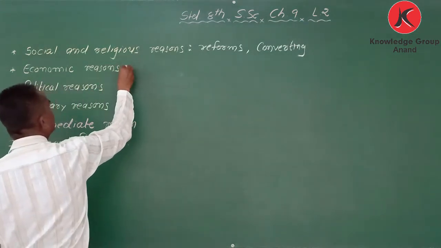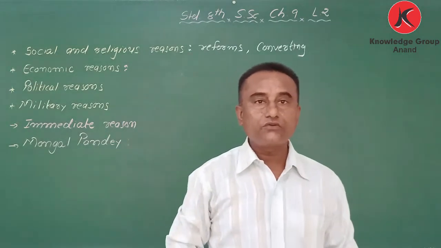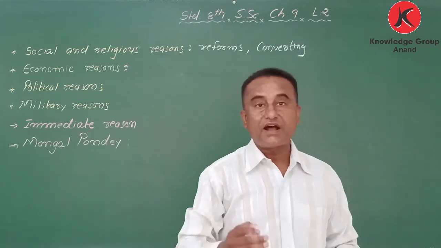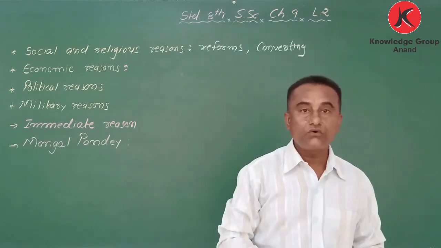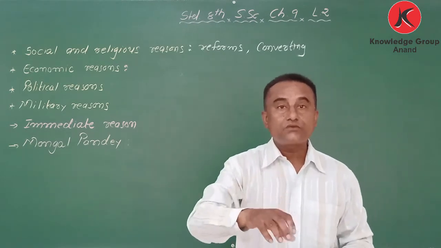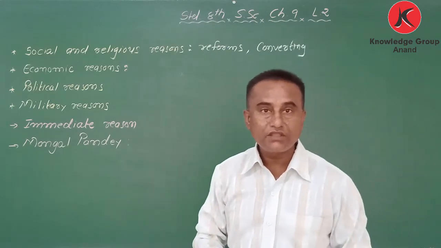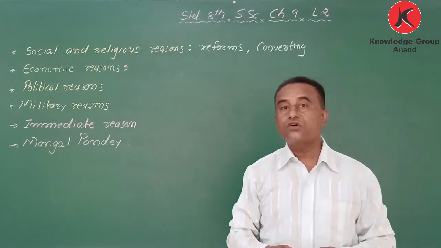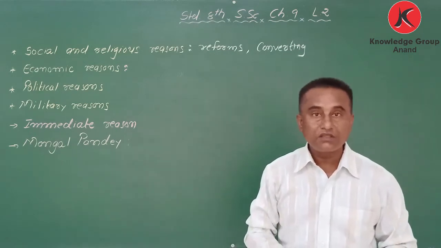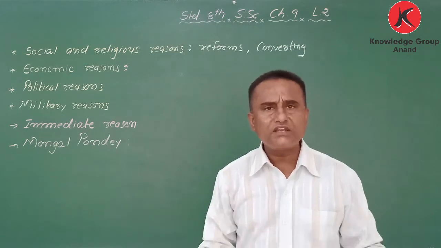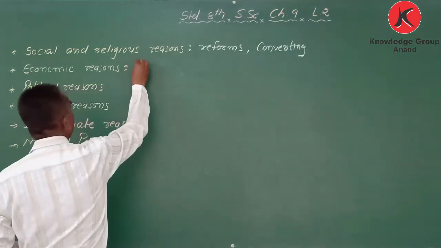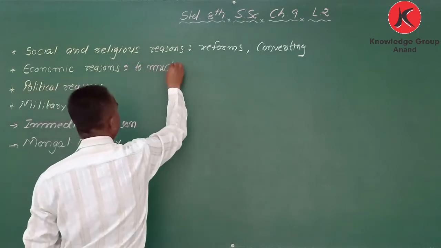The second one is the economic reason. When we talk about the economic reason, my dear student, in Chapter 4 I said they put too many taxes on people. After 1764, after the Battle of Buxar, they started to collect revenue. They were collecting too much wealth from India and forcing people to pay the revenue, and as a result the economic condition of the people became worse. People became more and more poor. Even handicraft and cottage industry totally collapsed. So the economic condition became poor because of the too many taxes.